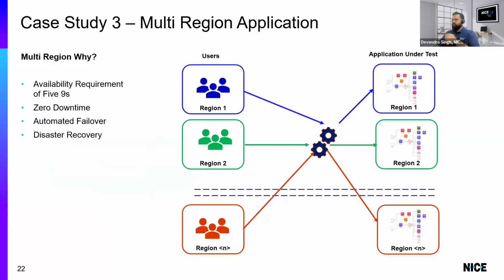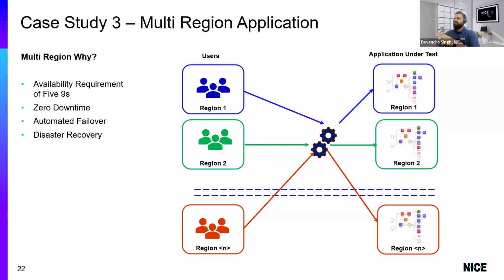Let's see an example. The architecture below is an example of a multi-region application. Now, why do we need a multi-region architecture? The answer is simple: some applications have very critical availability and reliability requirements, like five nines.